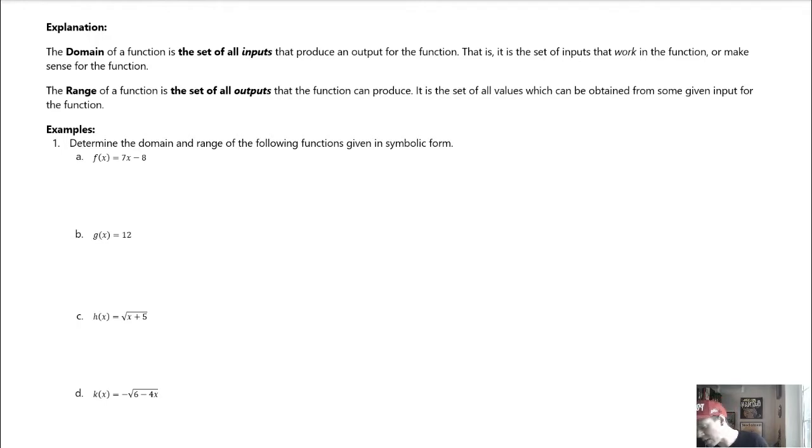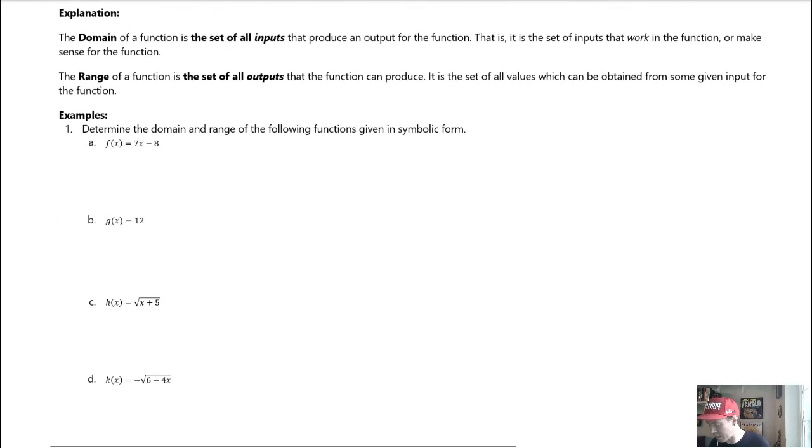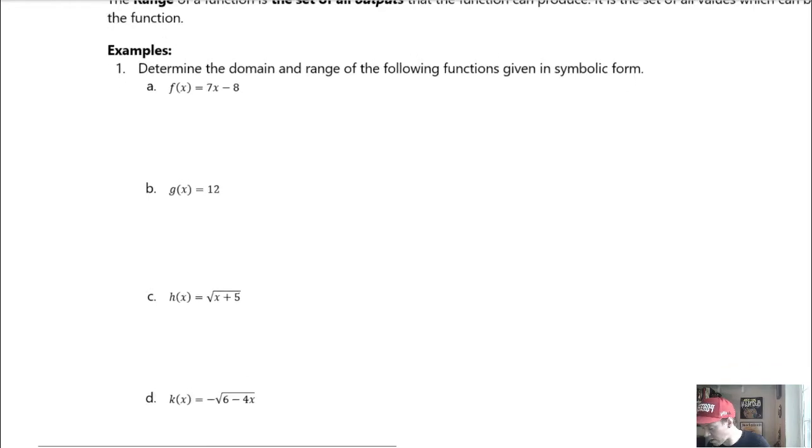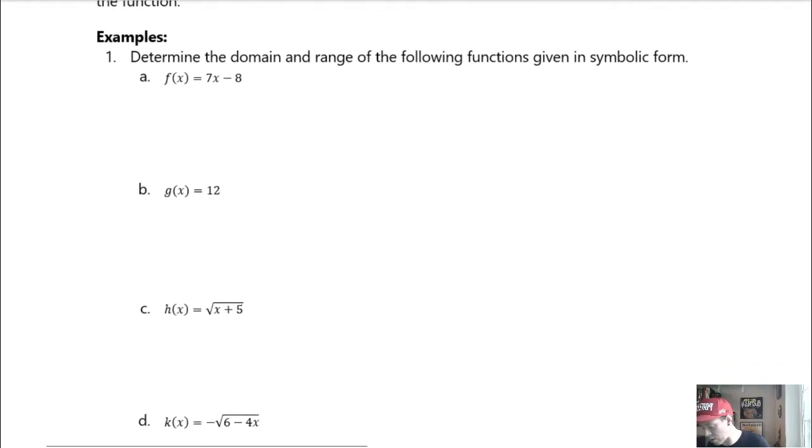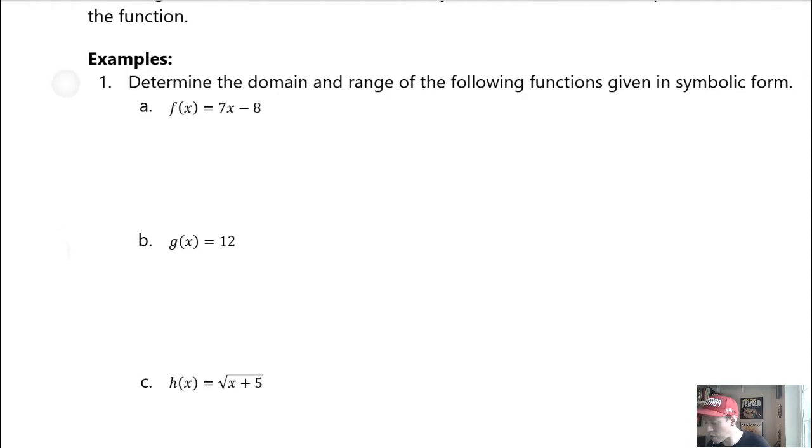The range of a function is the set of all outputs that the function can produce. It's the set of all values which can be obtained from some given input for the function. So if an output can be reached by the function, then that is part of the range. And then we group all of the possible outputs together, and the set of all possible outputs together is called the range. So let's take a look at some examples and see how this plays out, at least in some linear scenarios and in some square root scenarios where we'll get something a little bit more interesting.